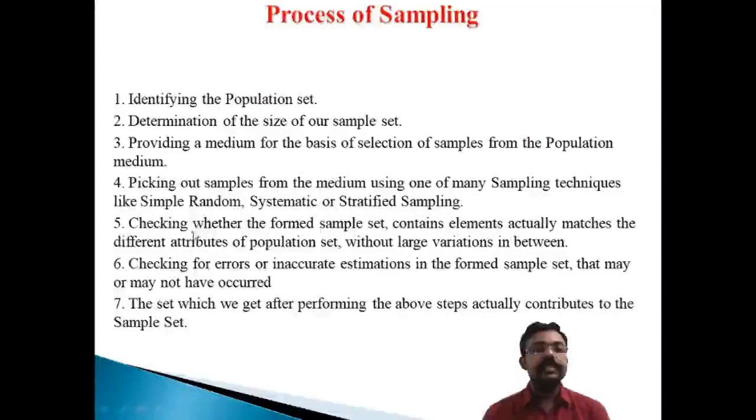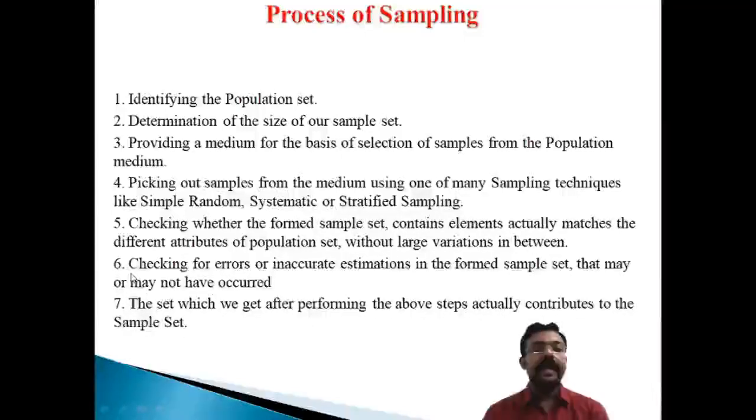And the fifth one is checking whether the formed sample set contains the elements that actually match the different attributes of the population, with a large variation in between. Your samples are connected to your population, so you must decide whether there is a variation between the population and the sample. That's one of the important steps. The samples representing the population or not must be decided. That's the fifth important step.